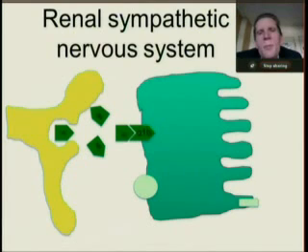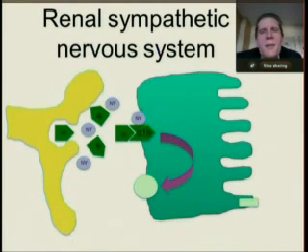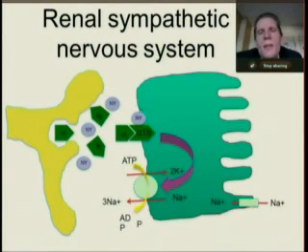Then it binds to alpha-1b receptors, which activates the sodium ATPase, sodium potassium ATPase. And by activating the sodium potassium ATPase, it causes sodium retention, which then causes blood pressure increase.